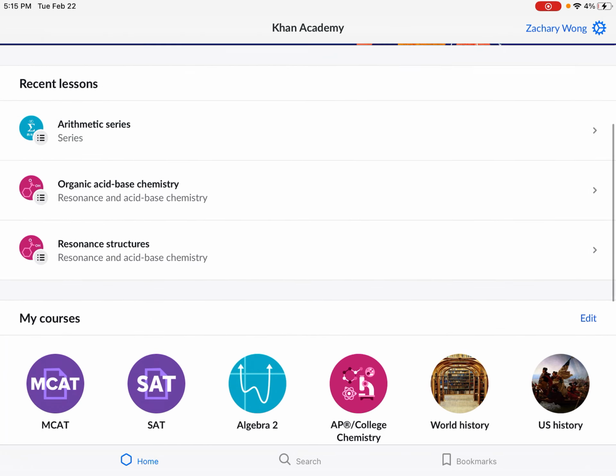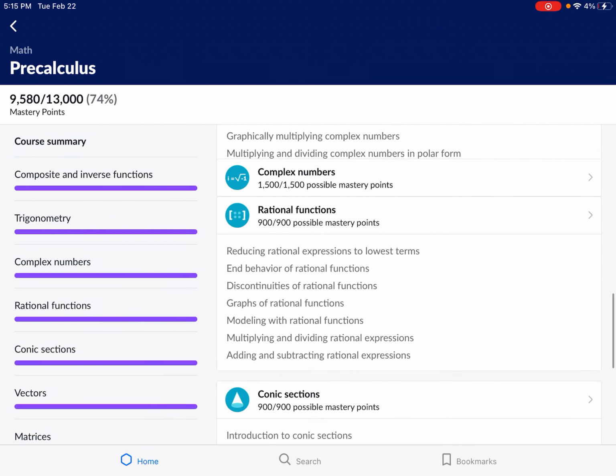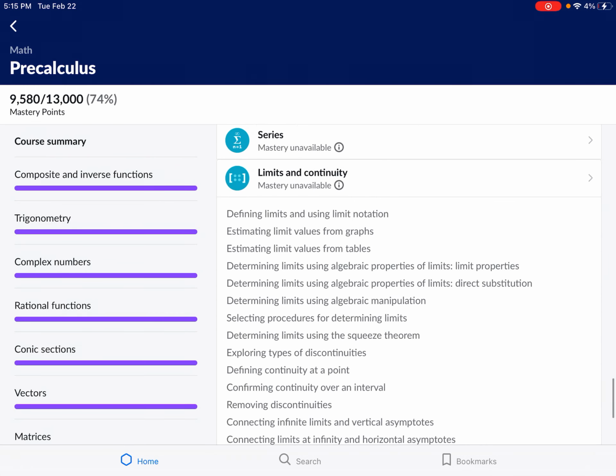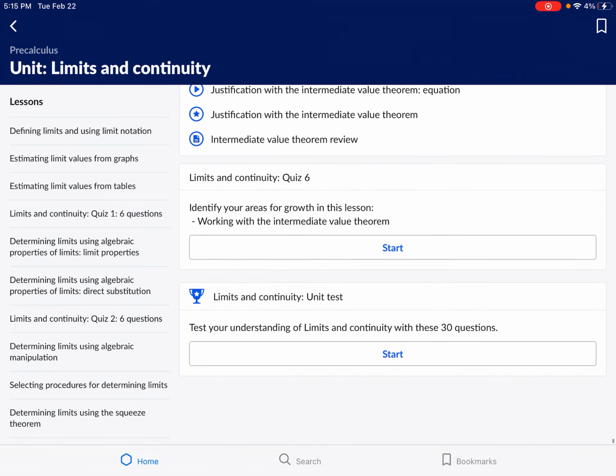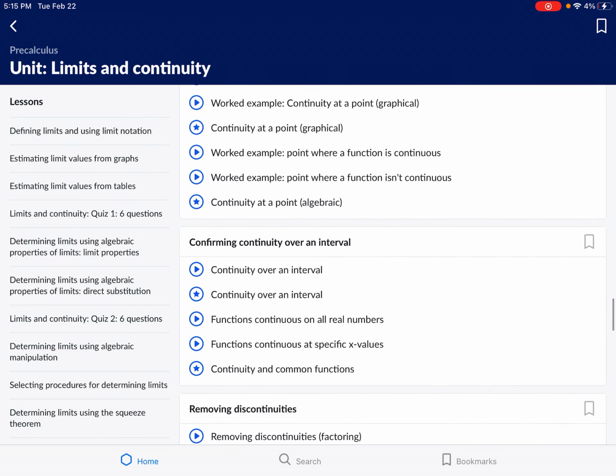Alright. On to the last one, we only have one more left, and that's limits and continuity. This one's going to take a while.